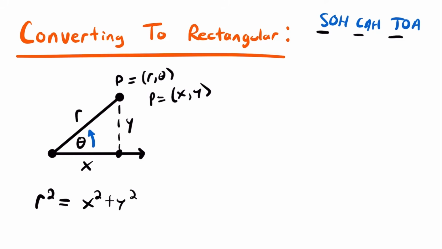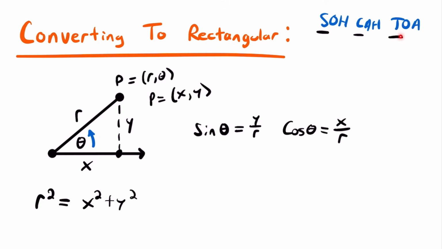And so let's start with sine. We'll have sine theta is equal to the opposite divided by the hypotenuse. The opposite from the angle is y, and the hypotenuse is r. So we'll have y divided by r. And so that's one equation that we can use. Then for cosine, we will have cosine theta is equal to the adjacent side divided by the hypotenuse. So the adjacent side to our angle would be x, this side right here. So we'll have x divided by the hypotenuse, r. So cosine theta is equal to x divided by r.